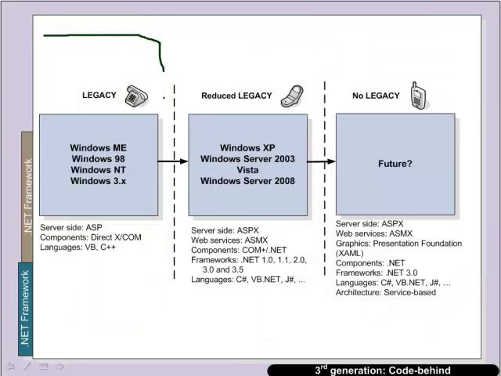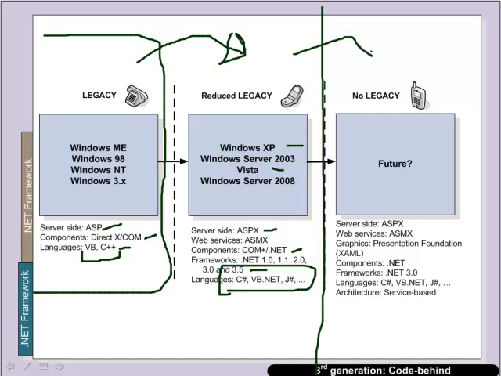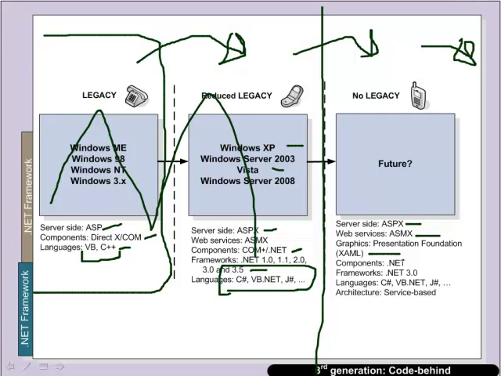So where are we now? Basically we have been in a legacy type system with ASP, DirectX, COM components, horrible languages such as VB and C++. We are now in what's called a reduced legacy system with XP, Vista and so on, and we have improved server-side code, improved components, better frameworks, and improved object-oriented languages. But the future is towards a completely no legacy system which gets rid of many of the problems of the past. With this we go towards a code behind system with web services. We move towards XML as the way to present our graphics and our content within a framework and with enhanced languages. And we also move away from the client-based systems towards a server-based one.